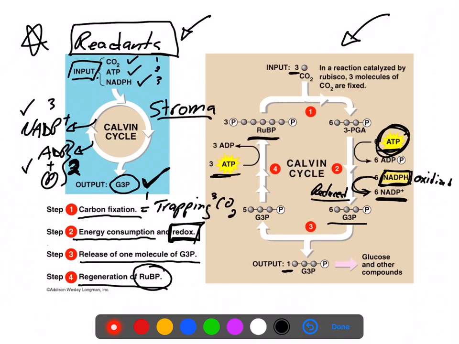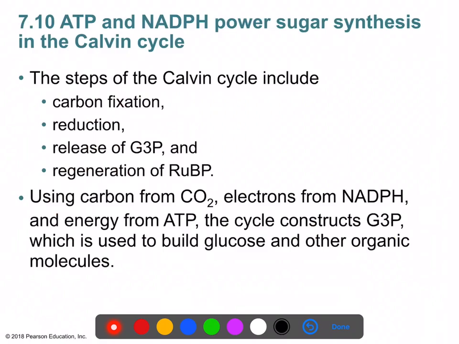I need you to know where the Calvin cycle takes place, and I need you to know what the reactants are and what the products are. There are 3 reactants, there are 3 products. All of this is happening through a series of enzymatic reactions, all taking place in the stroma, the liquid inside the chloroplast.